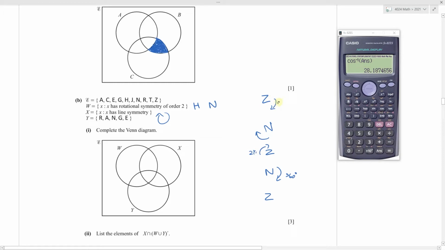With a 90 degree rotation, I get this. Another, 180 degree rotation, I get this. 270 degree rotation, I get this. 360 degree rotation, I get this. So I got Z here and Z here. So rotational symmetry order 2. This is also part of this set.